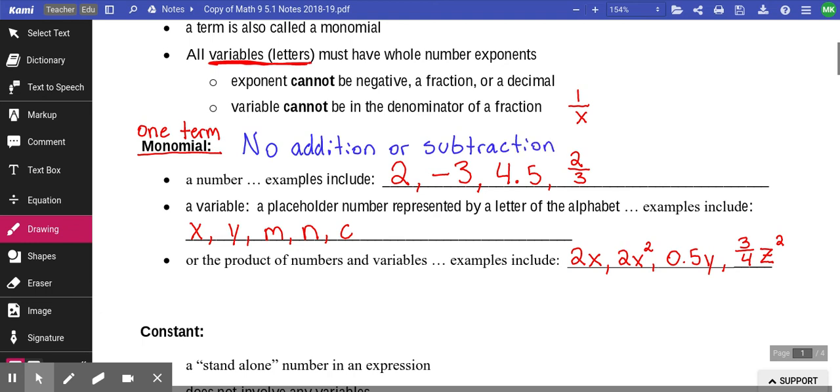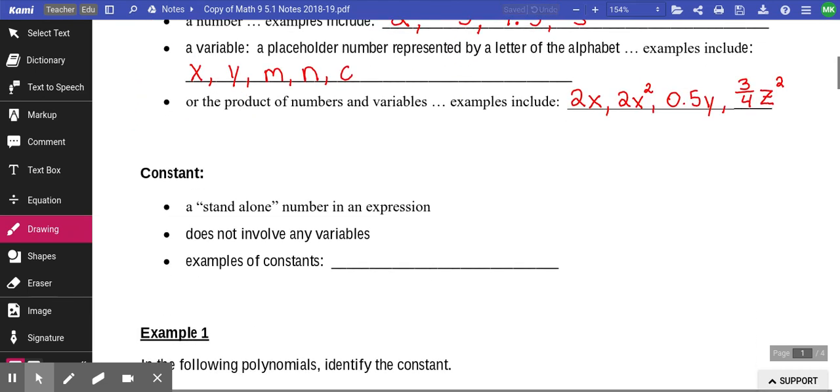So if I had 2 minus x, that is not a monomial because there's a minus sign in there. If I had x plus y, that is not a monomial because there's an addition sign in there. So that's my best way to identify monomials, or one term, is to look for additions and subtractions.